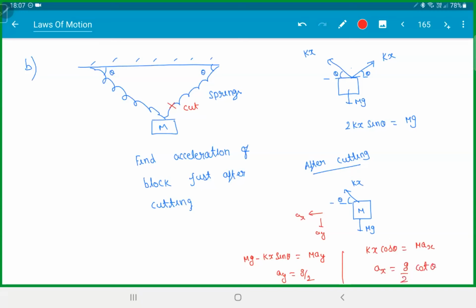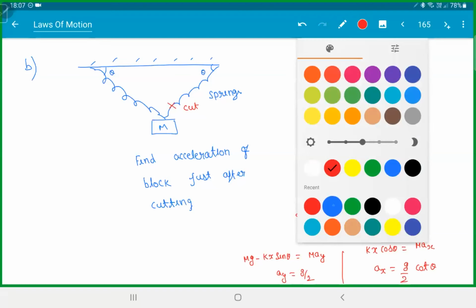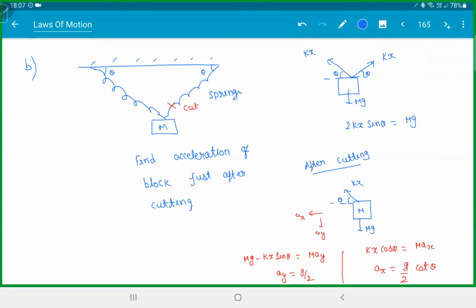Check your answers. So the moment you cut the right spring, the left spring will still continue to exert the same force kx. Like I said, the spring doesn't care. Spring will only see one thing: is my elongation and compression the same or not?